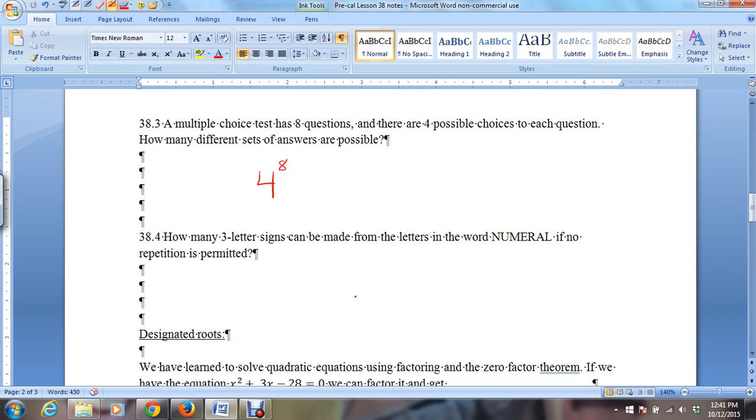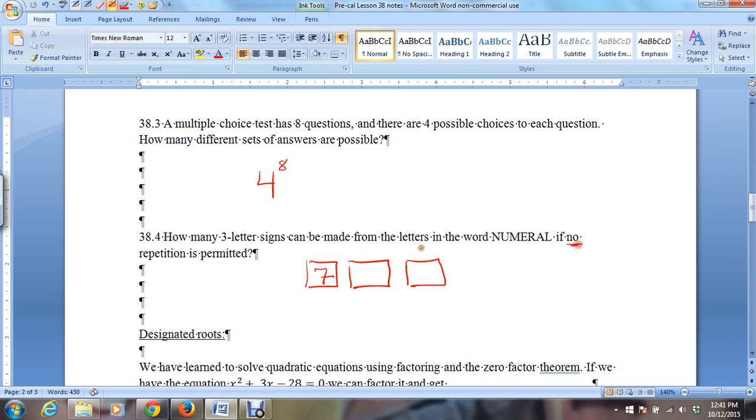How many 3-letter signs can be made from the letters in the word numeral if no repetition is permitted? So now we have a 3-letter sign. So we've got 3 boxes to fill. For the first choice, I can choose any of these letters. 1, 2, 3, 4, 5, 6, 7 choices. So I could choose any of those 7.